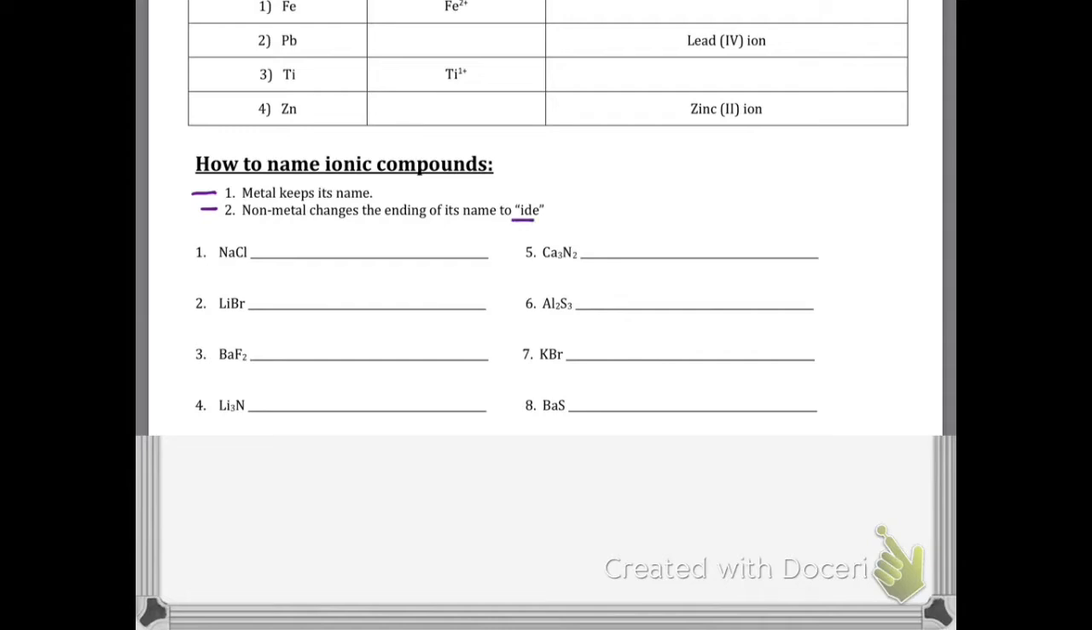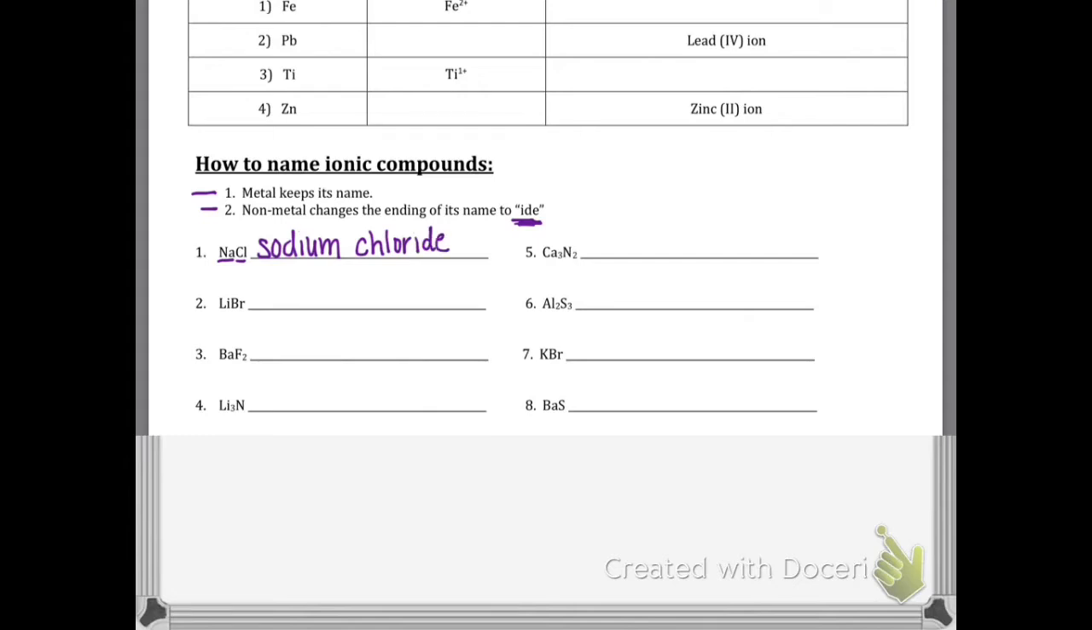Sometimes it's a little tricky, but I am a little forgiving, so just try your best on how you think it would change the ending. So for example, Na on your periodic table, so look for Na, is sodium. So you're going to write sodium exactly the way it's spelled. Now, what is Cl? So look at your periodic table. Cl is chlorine.